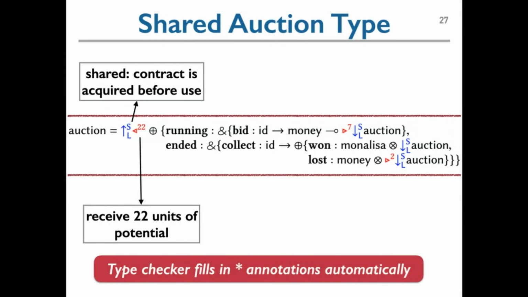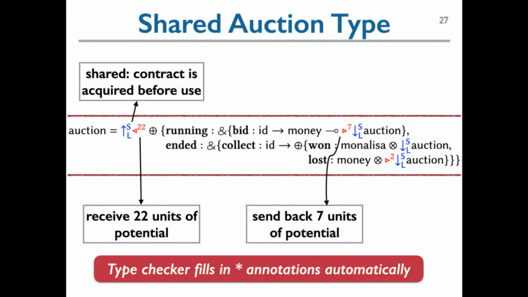And then depending on which branch you take, different branches have different execution costs. So let's take the running branch, for example. Here, once the transaction has ended, towards the end, there's a leftover of 7 units of potential. And that's what this right triangle 7 indicates: at the end of the transaction, whatever is the leftover potential is sent back to the client, or the bidder in this case.